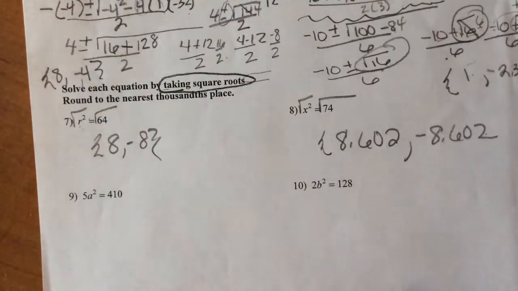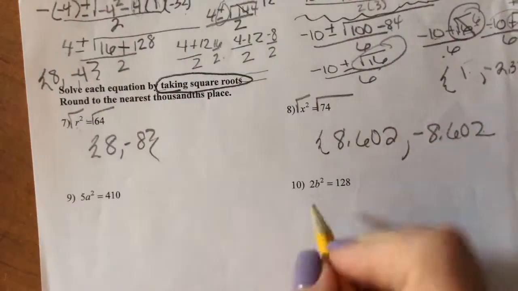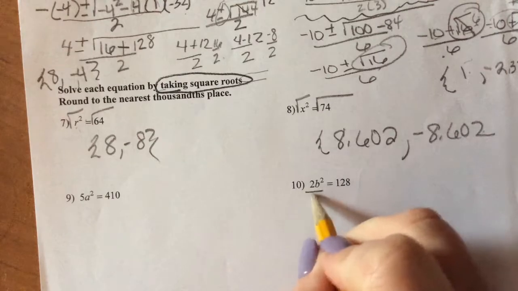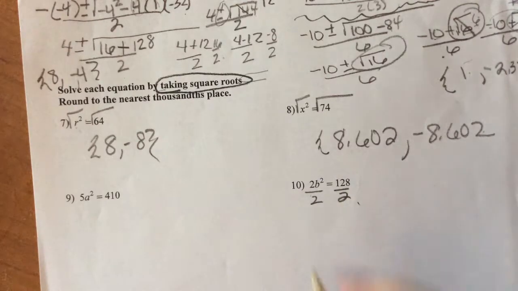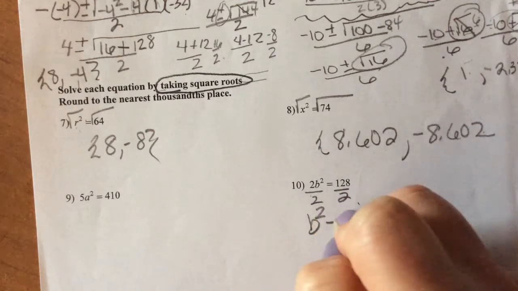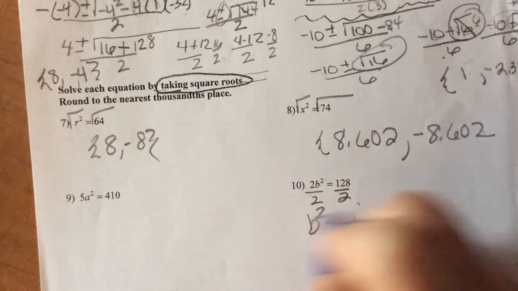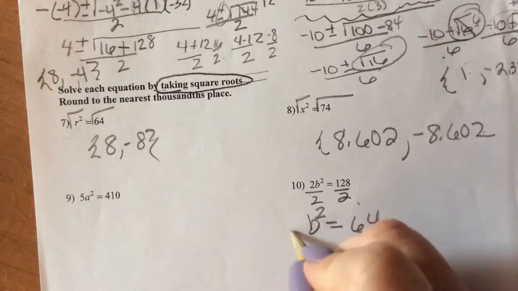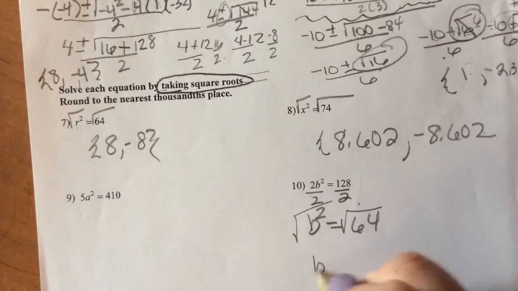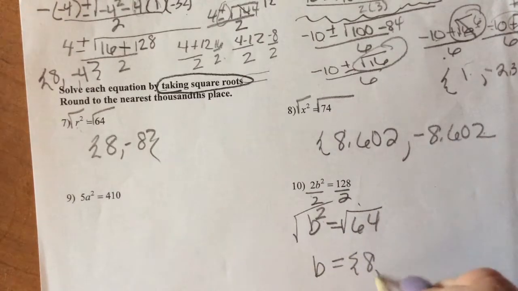Okay, down here, remember, it's 2 steps. I'm just going to do one of them. Divide by 2. Divide by 2. B squared is equal to 64. To get rid of the square, you square root. So once again, B is equal to an 8 and a negative 8.